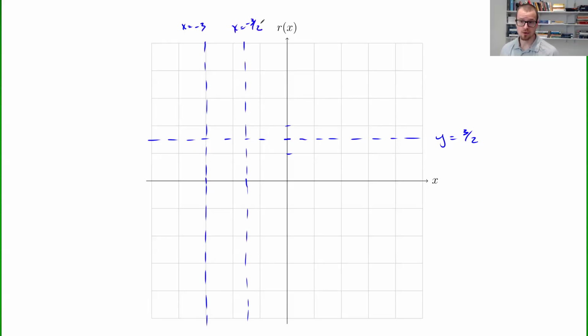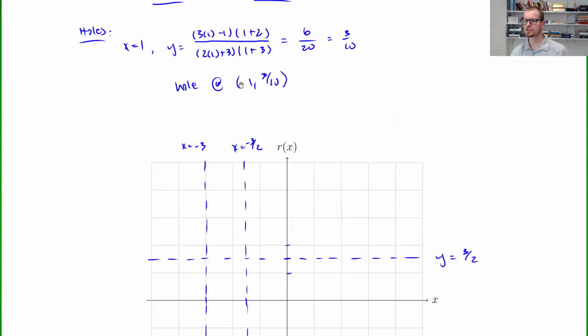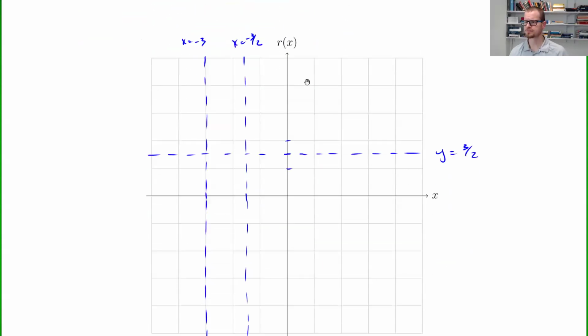And then I just want to plot the hole. The hole occurs at 1, 3/10. 1, 3/10 is around there. So now I have each of the things plotted and labeled, so that way it is clear what I have done.